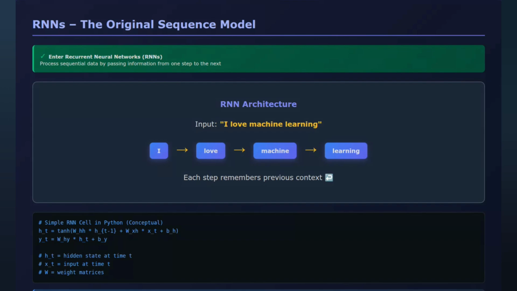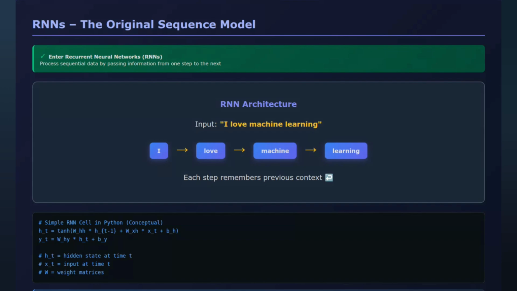When it sees I, it creates a hidden state. When it sees love, it uses that hidden state from I to better understand love. Then machine uses context from both previous words, and so on. This was huge for early NLP. It enabled machine translation, text generation, and gave machines a form of memory. The math is actually quite elegant. You can see the formula here. The hidden state at time t depends on the previous hidden state and the current input.